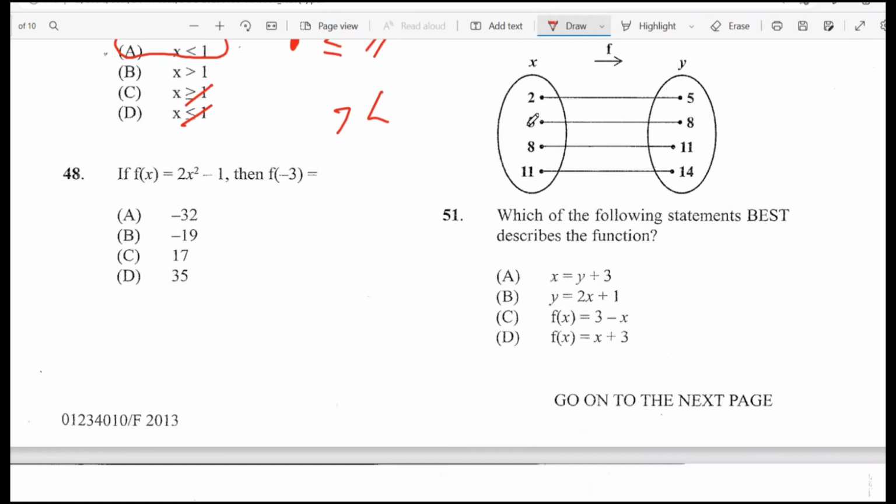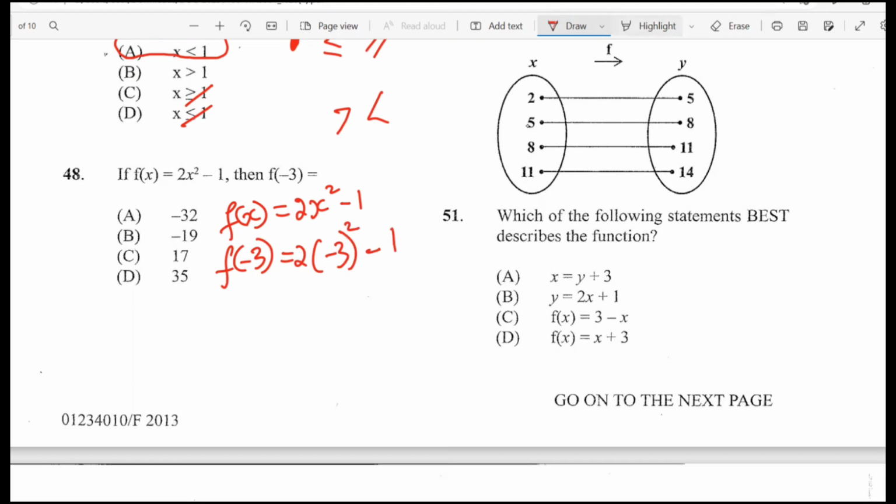48. If f of x is equal to 2x squared minus 1, then f of -3. What we're doing here is that we want to evaluate f of -3. F of x is equal to 2x squared minus 1. F of -3 is equal to 2 times -3 squared minus 1. Whenever you're evaluating a function, we're simply substituting the value where x is, and then we carry out our algebra.